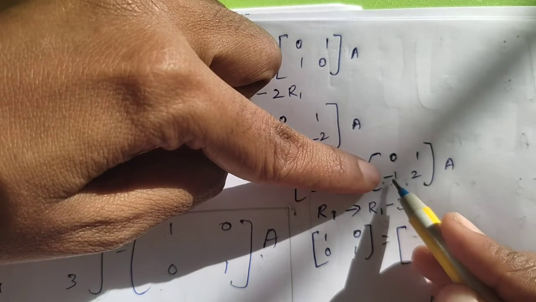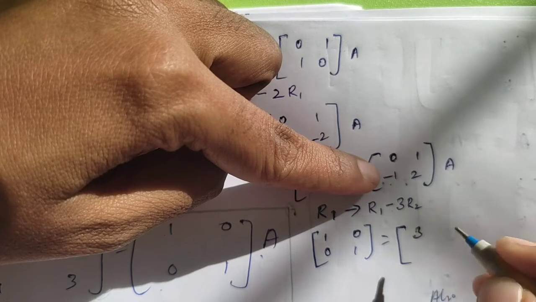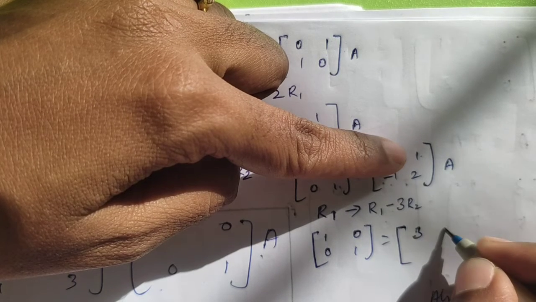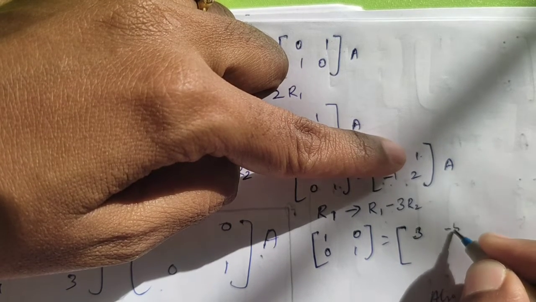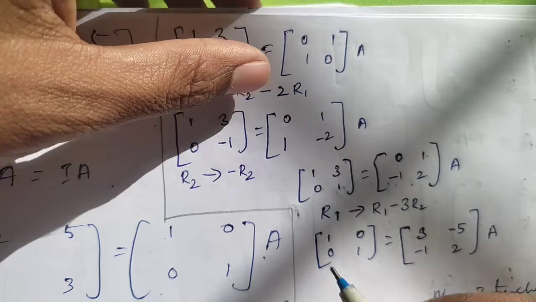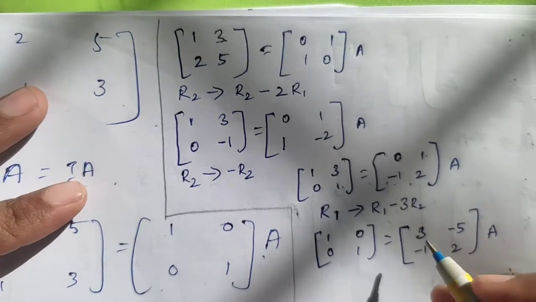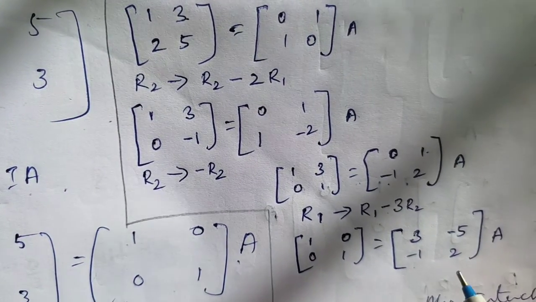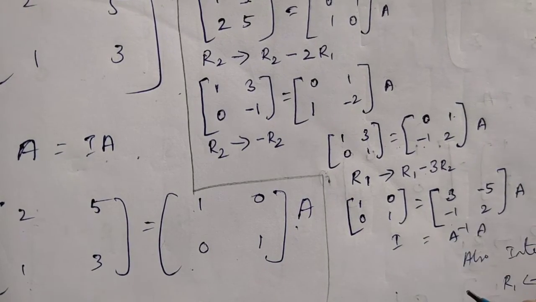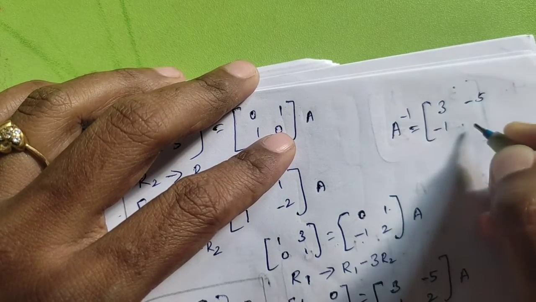The last step is 0 minus into minus plus 1 into 3, 3. 3, 1 minus 2 into 3, 6. 1 minus 6 is minus 5. So this will be as it is. So we got it. I is equal to A inverse A. So our A inverse matrix is 3 minus 5 minus 1 2. A inverse equal to 3 minus 5 minus 1 2.